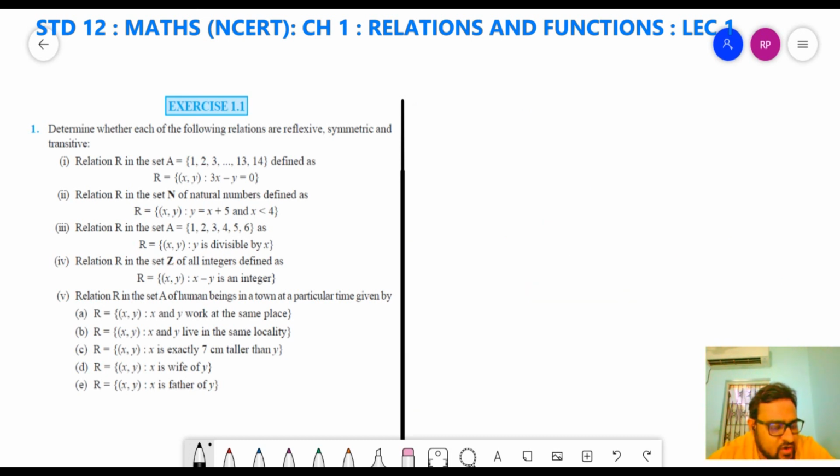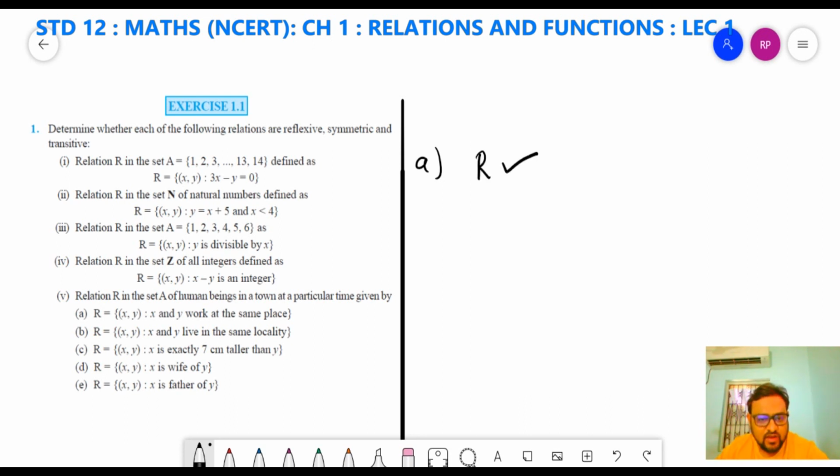The fifth one of question number one are the general examples. So I will solve just one of them. The rest you have to solve by yourself. Here it is given that (x, y) such that x and y work at the same place. Now, if I take x and x, both will always work at the same place, right? It is actually only one individual, not two different individuals. So if x is working in one company, then x will be working in the same company because he is the same. So x and x work at the same place, therefore it is reflexive, right?